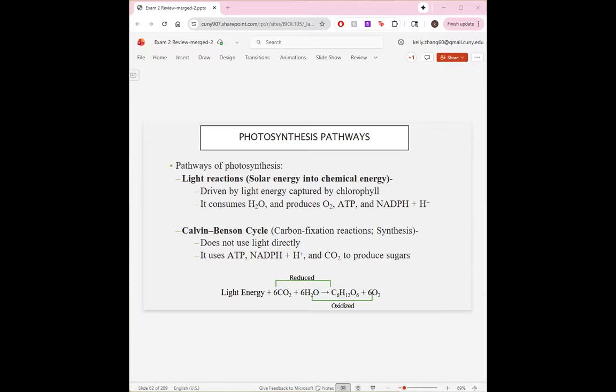The second one is the Calvin-Benson cycle, which is the light-independent process. It uses light indirectly, and it consumes ATP, NADPH, H+, which is a proton, H2O and CO2, and it produces sugars.